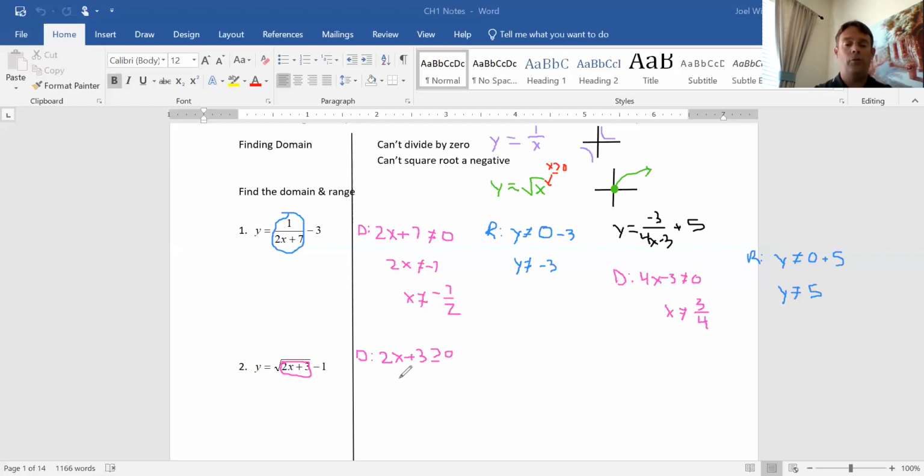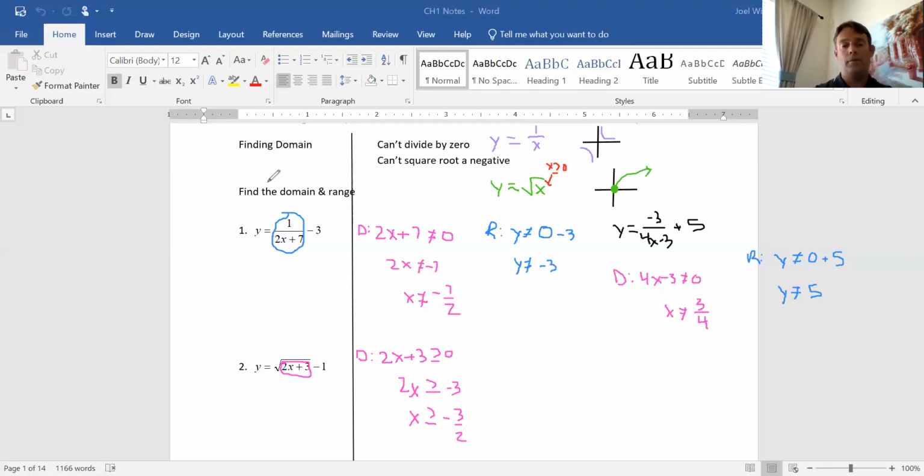So that means 2x then is greater than or equal to -3. X is greater than or equal to -3/2. So there's our first domain.